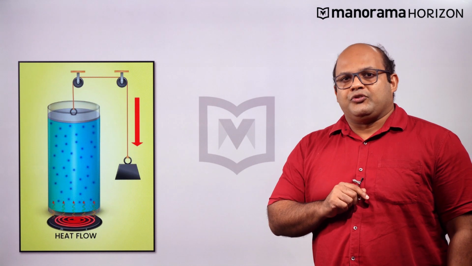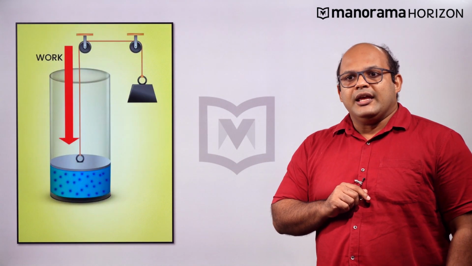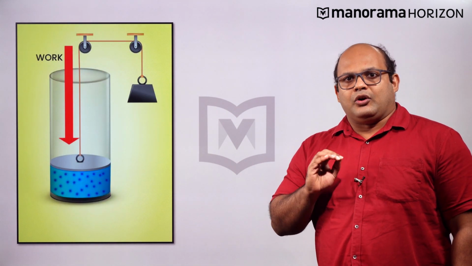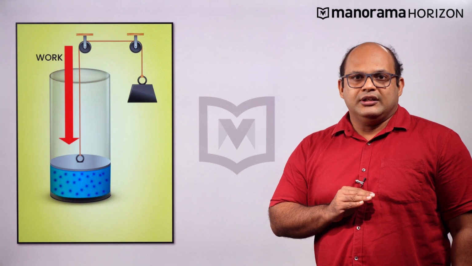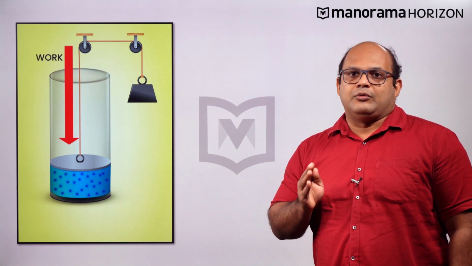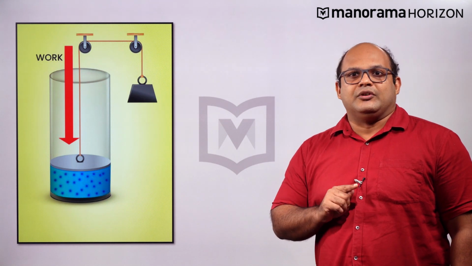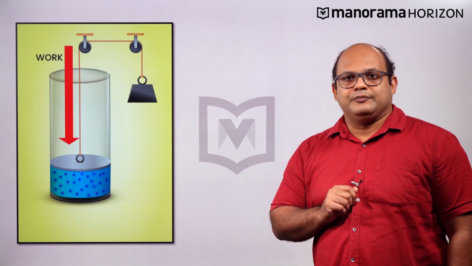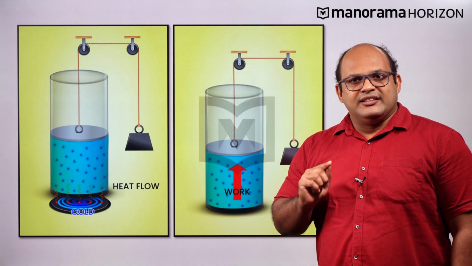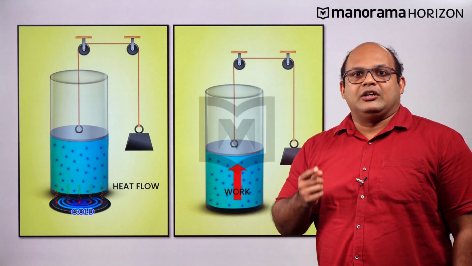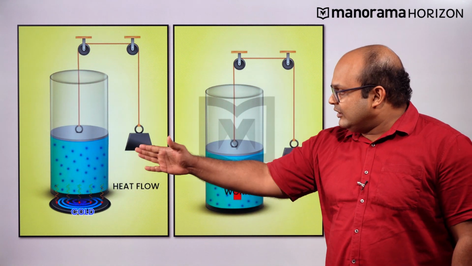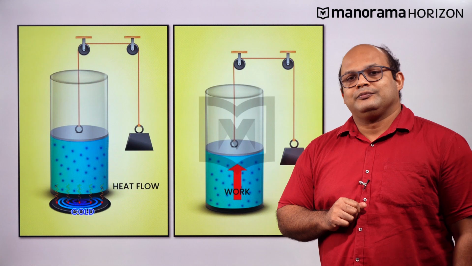The reverse is also possible. For example, if the system is kept in contact with a colder body, the heat flows from the system to the surroundings. Also, if the piston is massless, the gas can work on the surroundings and move the piston. Therefore, we can say that heat and work are two modes which will change the internal energy of a system.